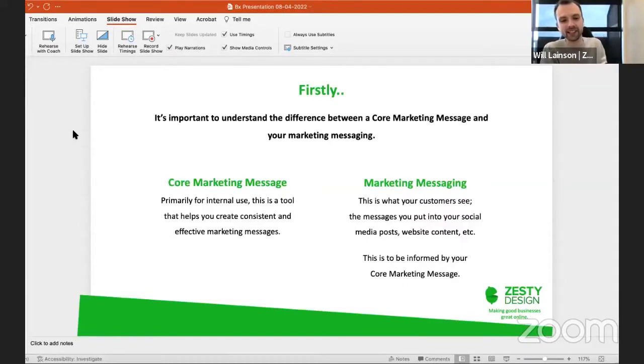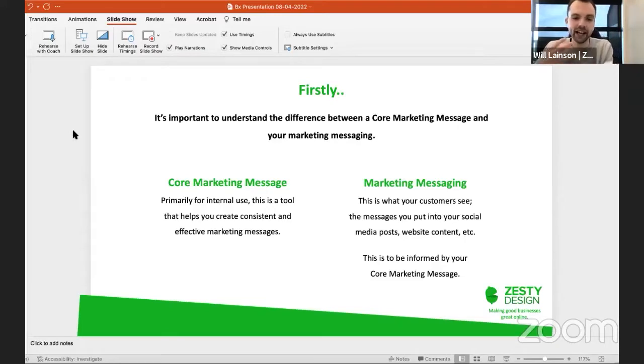Now, it's important to understand the difference between a core marketing message and general marketing messaging. So your marketing messaging is obviously what you're putting out onto Facebook, what you're putting out onto Instagram, what you're putting out into your 60 or 40-second pitches and that sort of stuff. But your core marketing message is the thing that essentially sits behind that. It's the engine, if you like, that generates all of these consistent messages through your business.